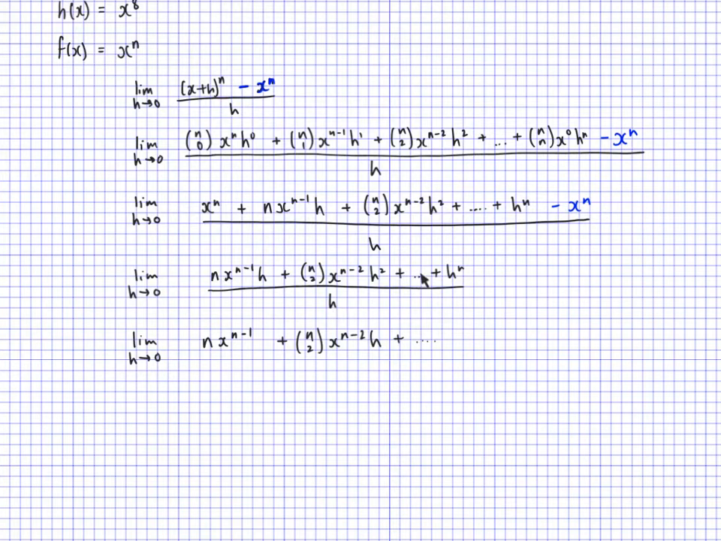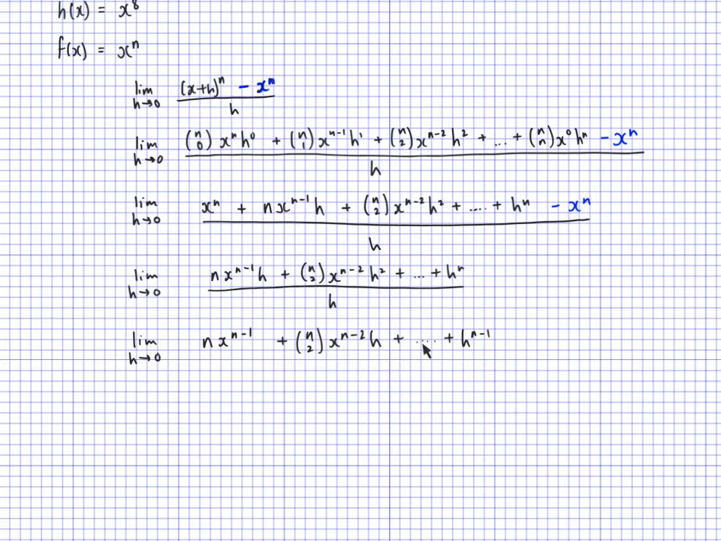And this h can cancel down an h from every term here, and when it cancels down an h from this last term, this becomes h to the n minus 1. Now if I try and evaluate my limit, I can see that as h tends to 0, it doesn't affect this one, because there's no h here. This one, it does affect, because as h tends to 0, this whole thing will become 0, because h will get closer and closer to 0.